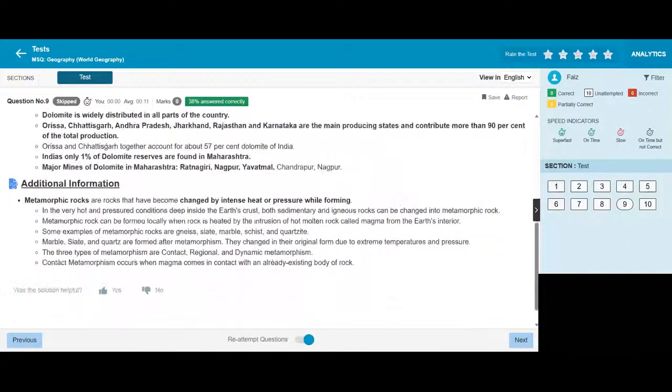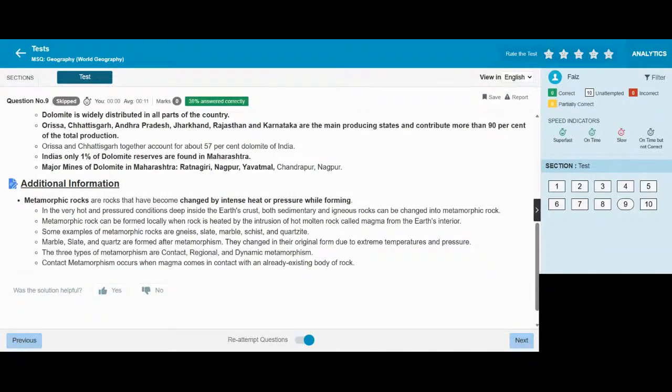Major mines of dolomite in Maharashtra are in Ratnagiri, Nagpur, and Yavatmal. Metamorphic rocks are those that have been changed by the intensity of heat and pressure while forming. It is a very hot and pressurized condition deep in the Earth. Both sedimentary and igneous rocks can be changed into metamorphic rock, which can be formed locally when rock is heated by the intrusion of hot molten rock called magma from the interior.